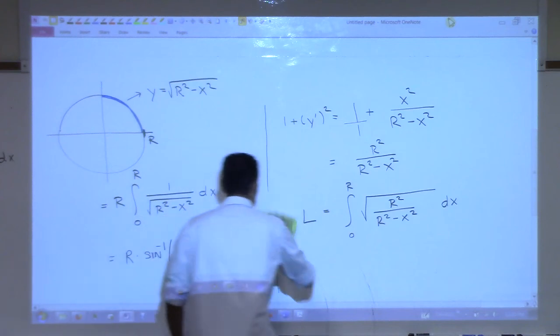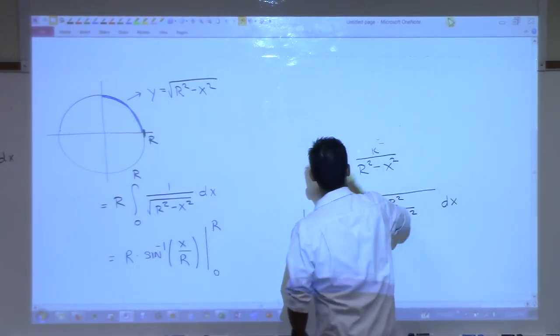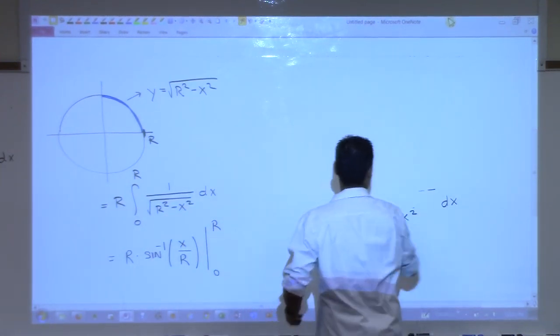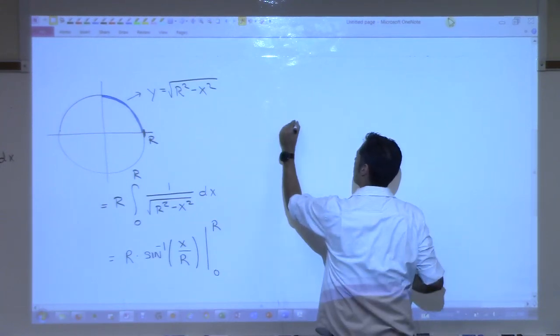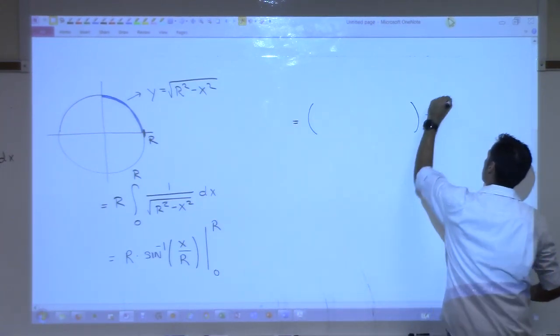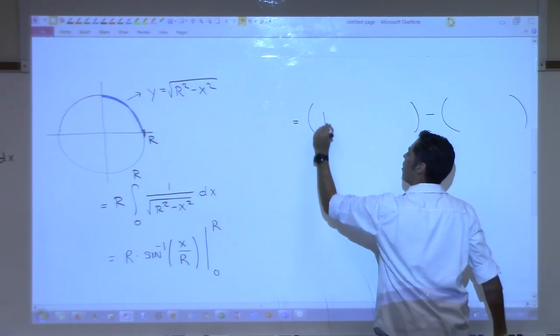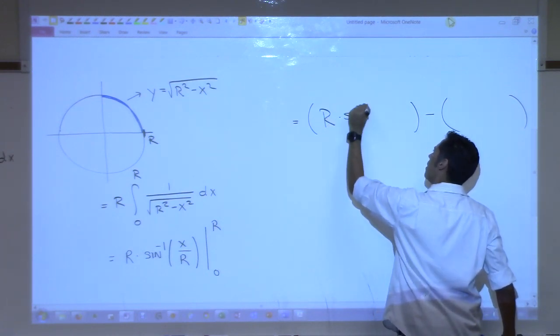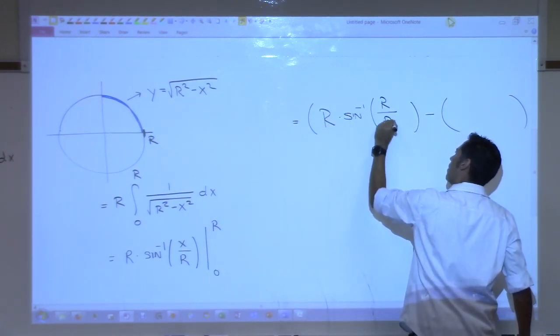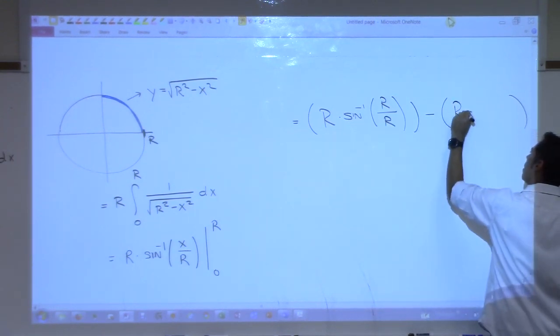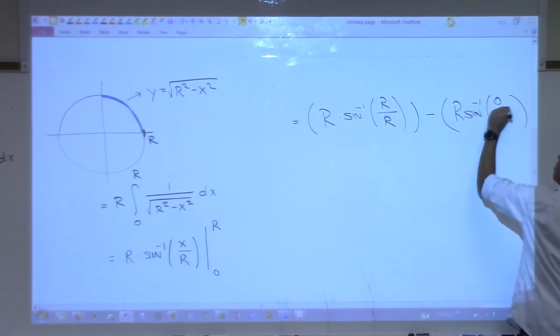So the first thing we'll do is we'll plug in capital R. So when we plug in capital R, right, we're going to have two things here. We're going to subtract. When we plug in capital R, we have R times arc sine of capital R over capital R, and then we're going to have R arc sine of 0 over capital R.